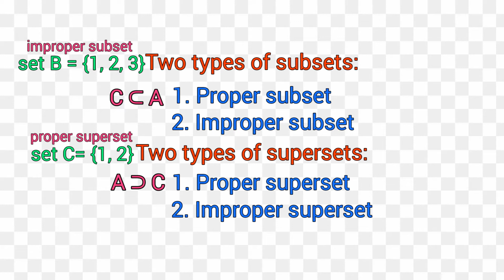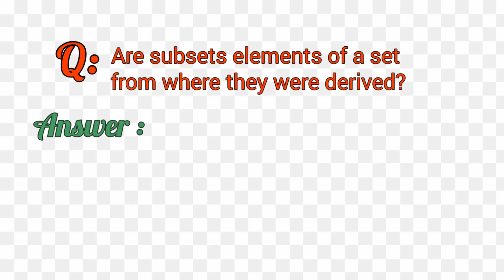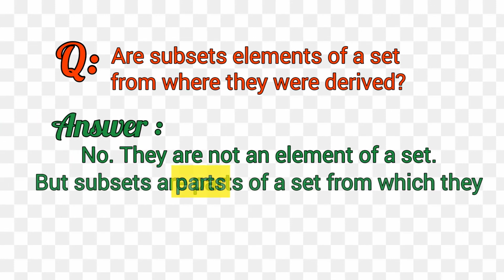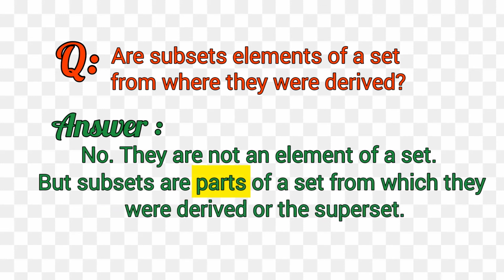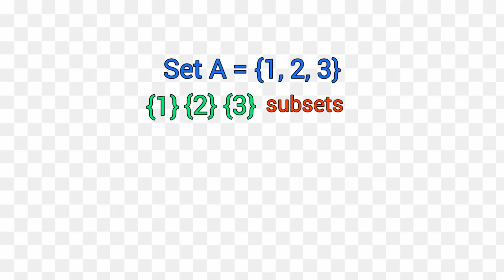At this point, maybe we can ask ourselves, are subsets elements of a set in general? The answer is no. But subsets are parts of the set from which they were derived, or their superset. The reason for this is that when you take the set apart, or say, dismantle it, what you can get are its subsets. Or you can think of subsets as parts making up the set. To illustrate this idea, we recall set A in our previous example. Set A has 3 elements, namely 1, 2, and 3. So we can dismantle set A into 3 parts, and each of these parts is called a subset.